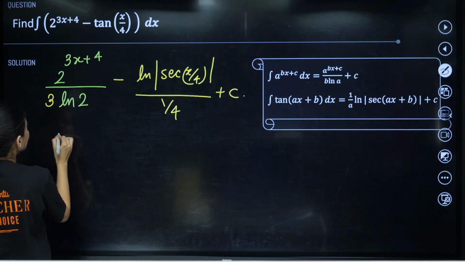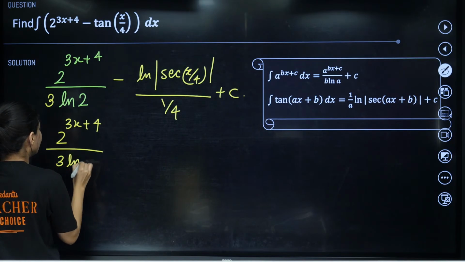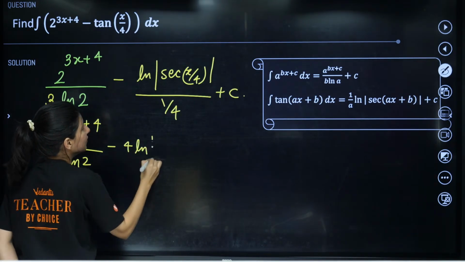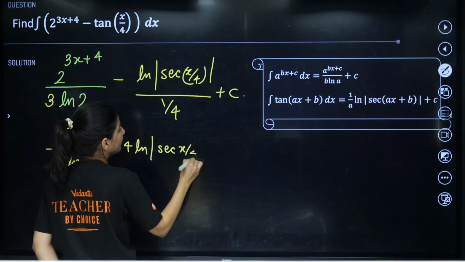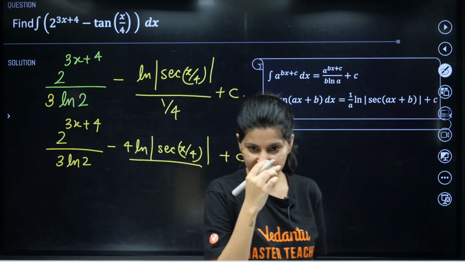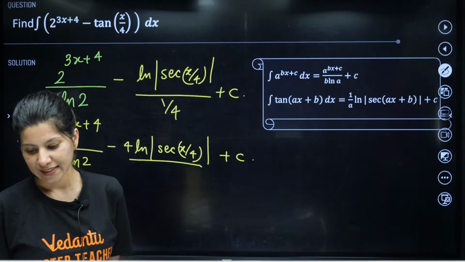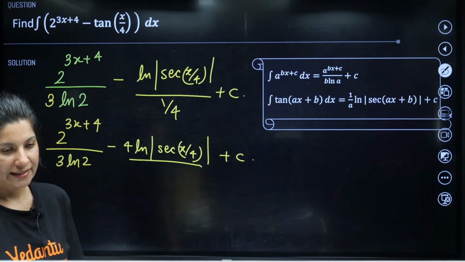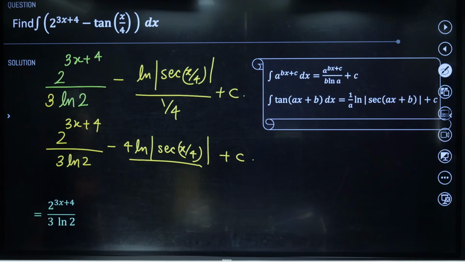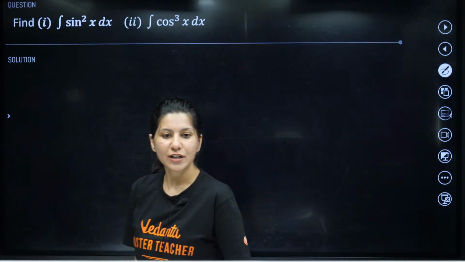So finally it is going to be 2 raised to power 3x plus 4 upon 3 log of 2 minus 4 log of mod sec x by 4 mod close plus constant. So this is the final answer as you can see. Okay, clear. Are we ready for the next problem?